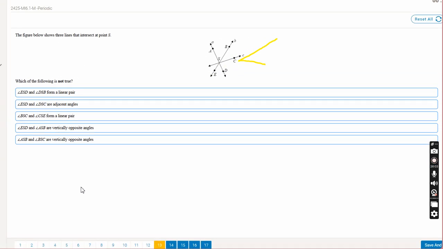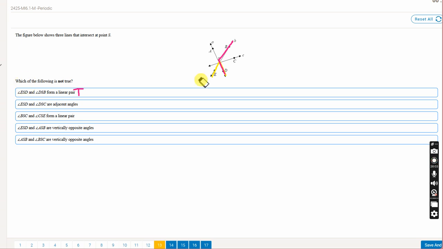Now the next one is which of the following is not true? Now let's understand that. So ESD, and let's choose another color, ESD and DSB. They have a common ray, and they're going in opposite direction. It is a linear pair, so it is true. So we can't choose that as an answer.